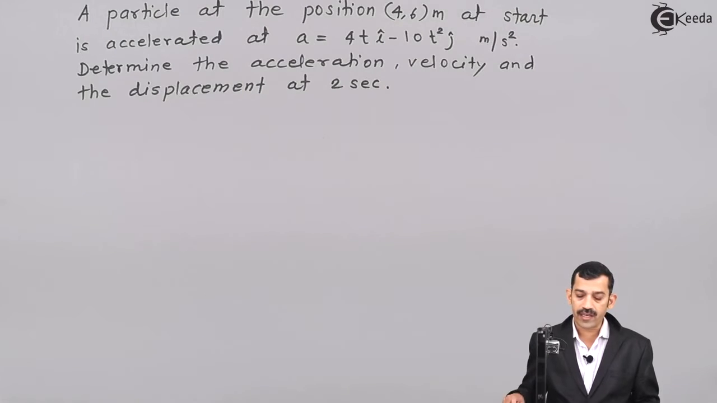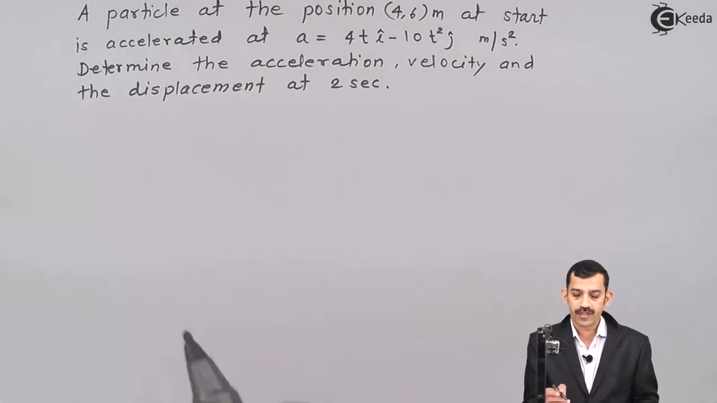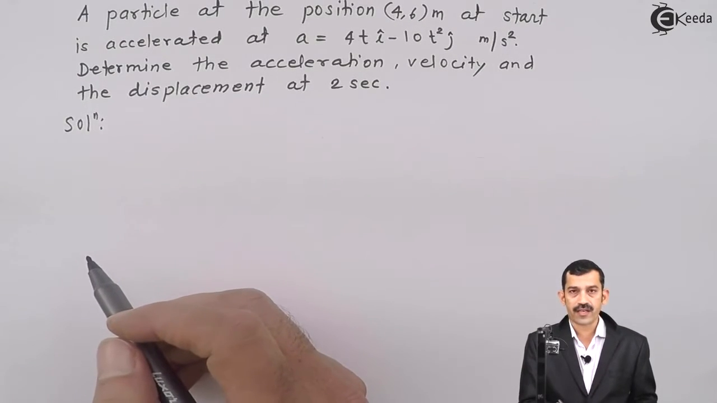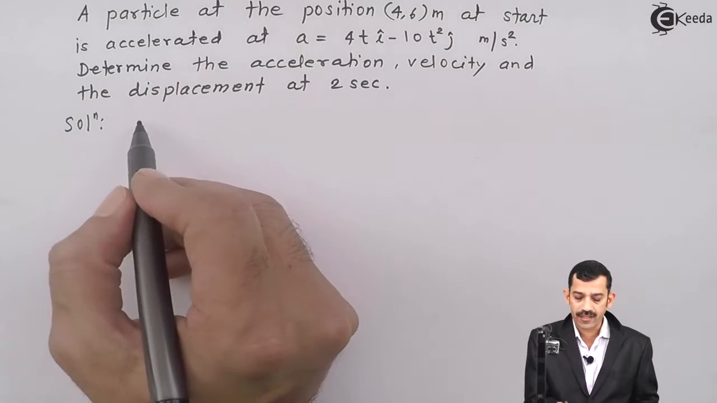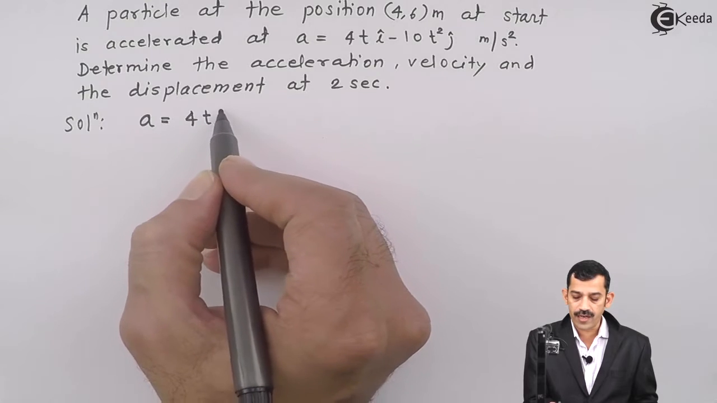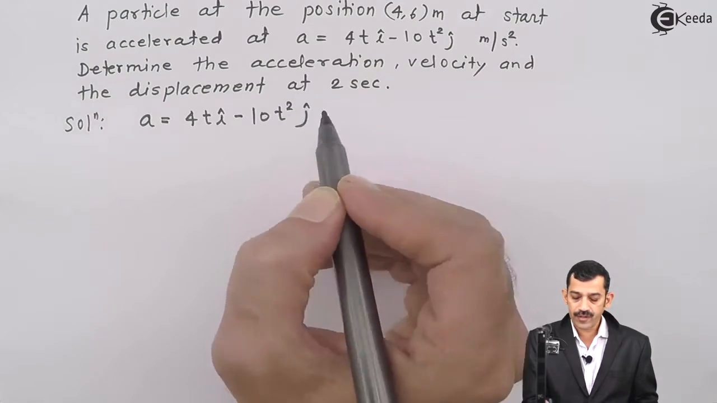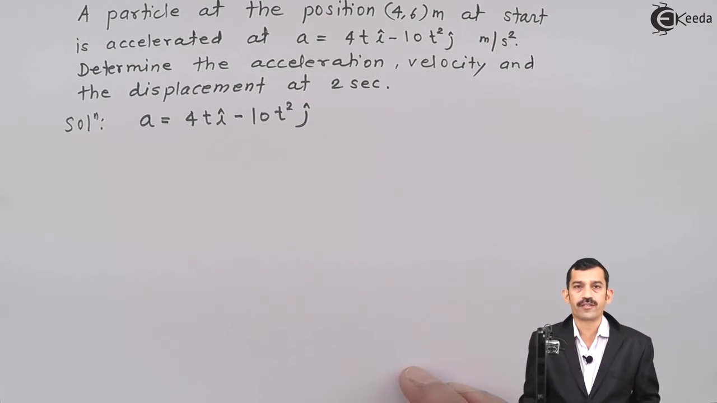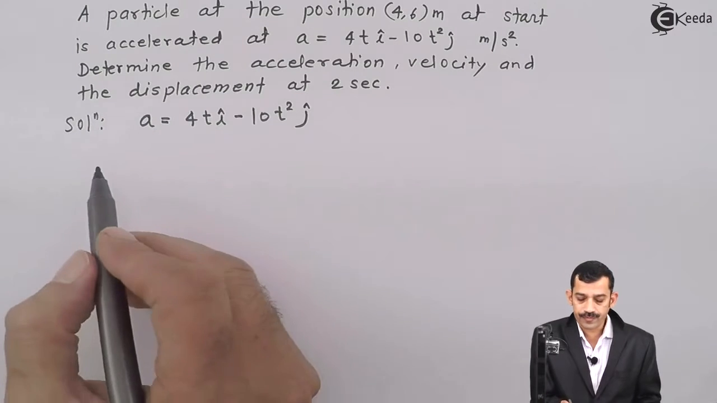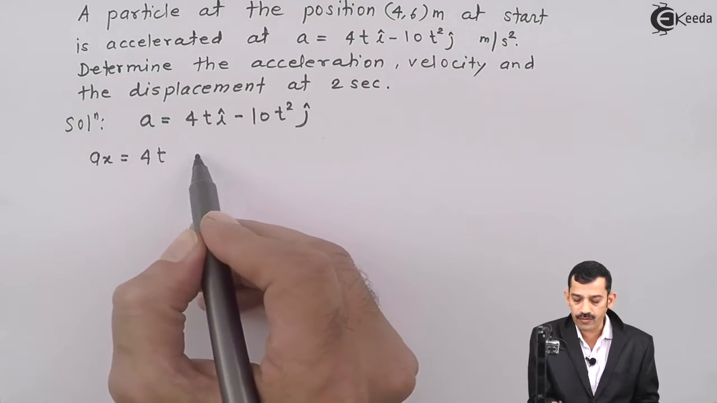As in the problem, a is given as 40 i minus 10t square j, meaning this acceleration is always in the form ax i plus ay j. Here the acceleration given is a equal to 40 i minus 10t square j. 40 represents the component of acceleration along the x-axis and 10t square is ay. Therefore, ax is equal to 40, say equation number 1.